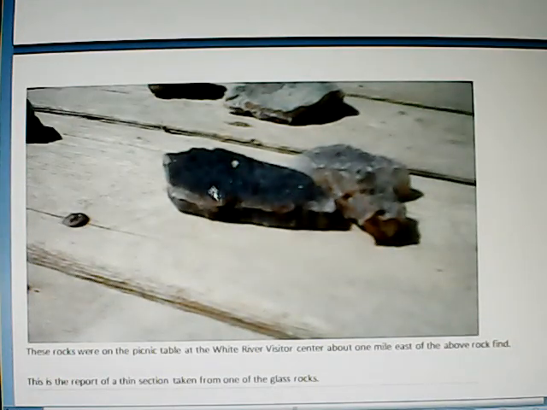And I put an ad on Craigslist to have people go and take a picture of some of these rocks, maybe a year and a half ago. And the area was closed because it's part of the Indian reservation, and because of COVID, they didn't want people traveling down Route 2. So this gentleman took pictures of glass on the picnic tables at the White River Visitor Center.